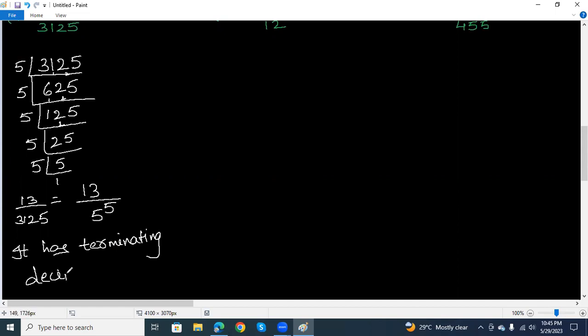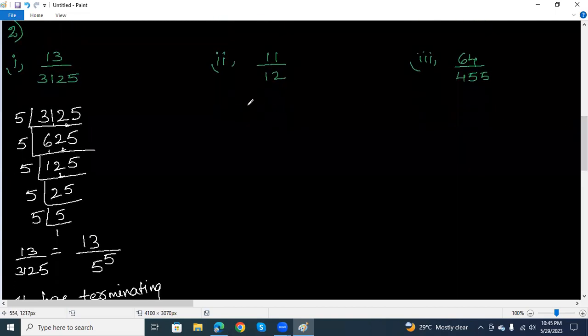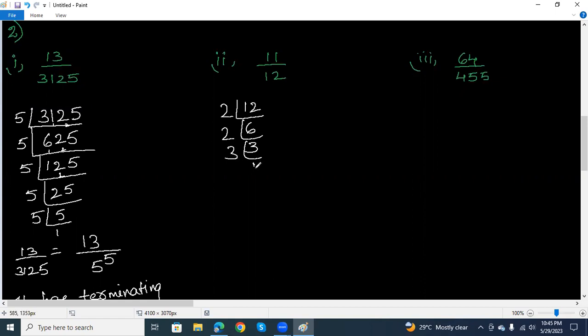In this way, without doing actual division, we can conclude our answer. Let's do the next one. 11 by 12. What is the prime factorization of 12? 2 sixes are 12, 2 threes are 6, 3 ones are 3. So we can write 11 by 12 is equal to 11 by 2 square into 3.